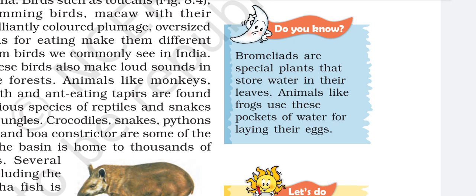Bromeliads are special plants that store water in their leaves, and these are also plant parasites. That example has been given in the chapter. And animals like frogs use these pockets of water, because there is excess of water, and these pockets of water are used by animals like frogs for laying their eggs.